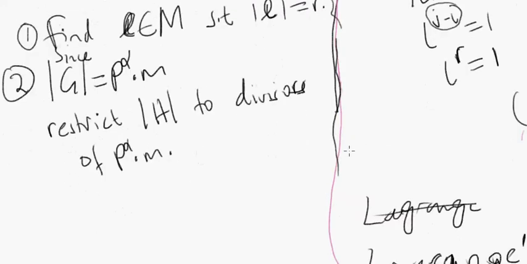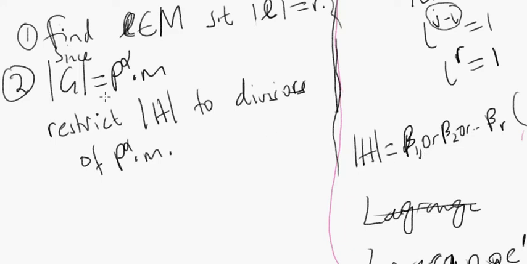Let's say we found all the divisors of p to the alpha times M, the order of G, and we wrote them down. Maybe one of them is beta 1, or the other divisor is beta 2, or all the way up to all the possible divisors. Could we perhaps do some process of elimination? Obviously, could we say that one of the divisors is going to be p to the alpha? Does p to the alpha divide p to the alpha times M?